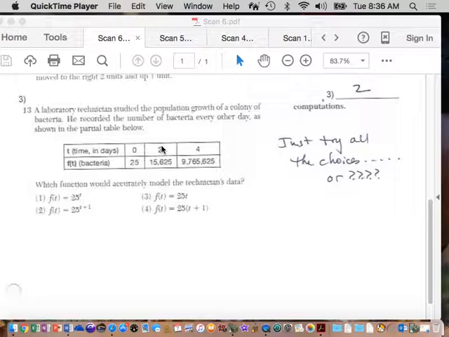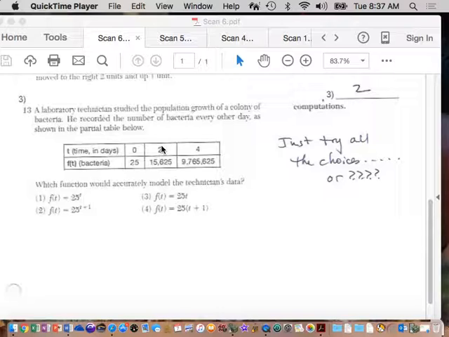You just try all the choices. You plug in choices 1, 2, 3, and 4. Make sure it works for all of the numbers in the table, all of the possible pairs, 0, 25, 2, 15, 6, 25, and so on. So you can just try all the choices. But there is another way, and that way is pretty cool.